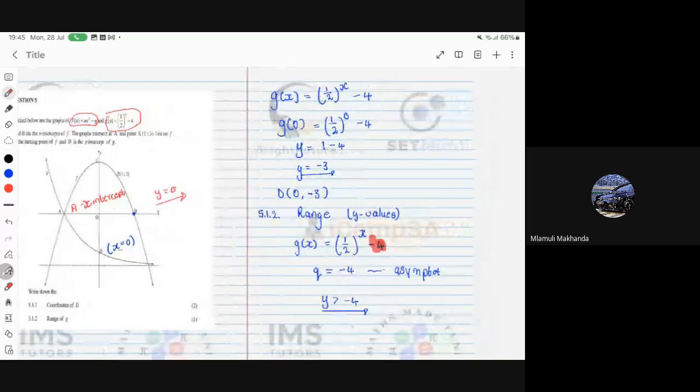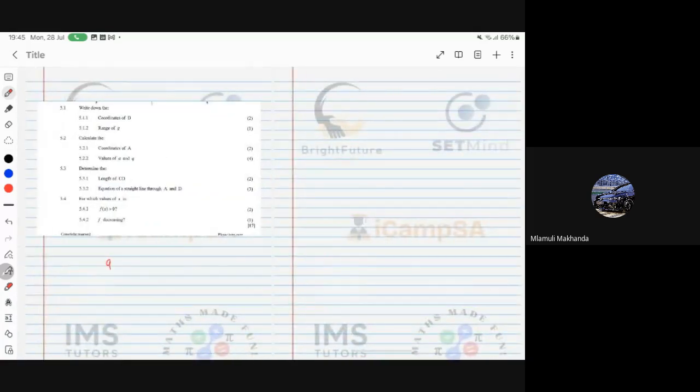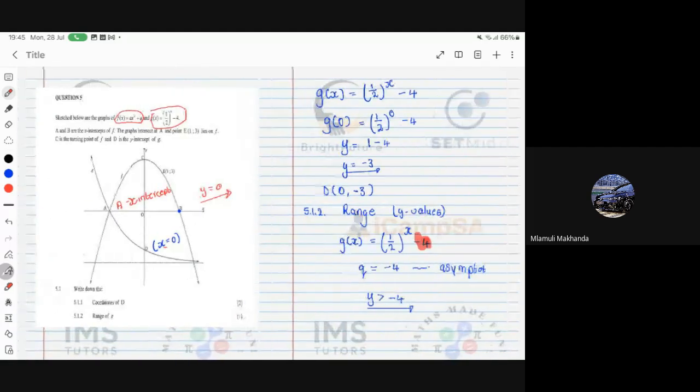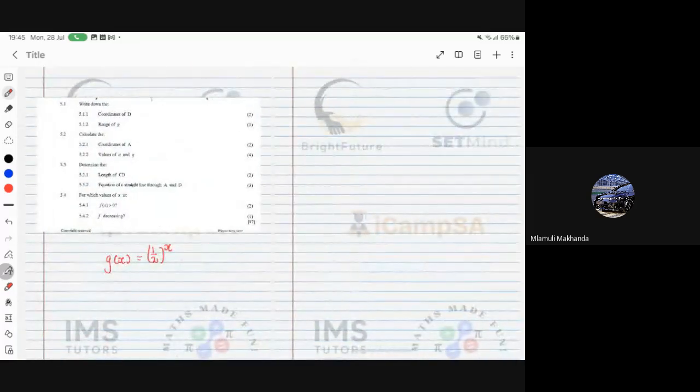g of x is equal to 1 over 2 to the exponent x minus 4, if I remember. Yes, minus 4. We already have the first coordinate, of which y is equal to 0, and then we're looking for the x coordinate. So what are we going to say here? y is equal to 0 because it's the intercept. It's 1 over 2 to the exponent x minus 4. And then we transpose here.